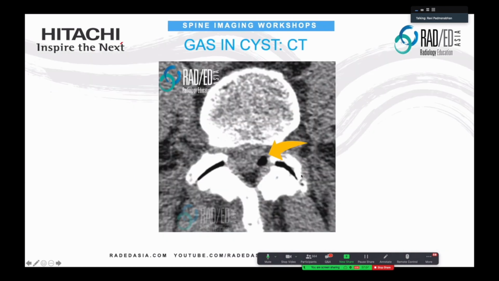If you see air within the canal, so we've got a nice rounded structure here with air. We've also got air within the facet. So this suggests that there is a cyst, and this is related to that. This air has leaked out of that facet joint and is now sitting out here. So this is a good appearance for a facet cyst.